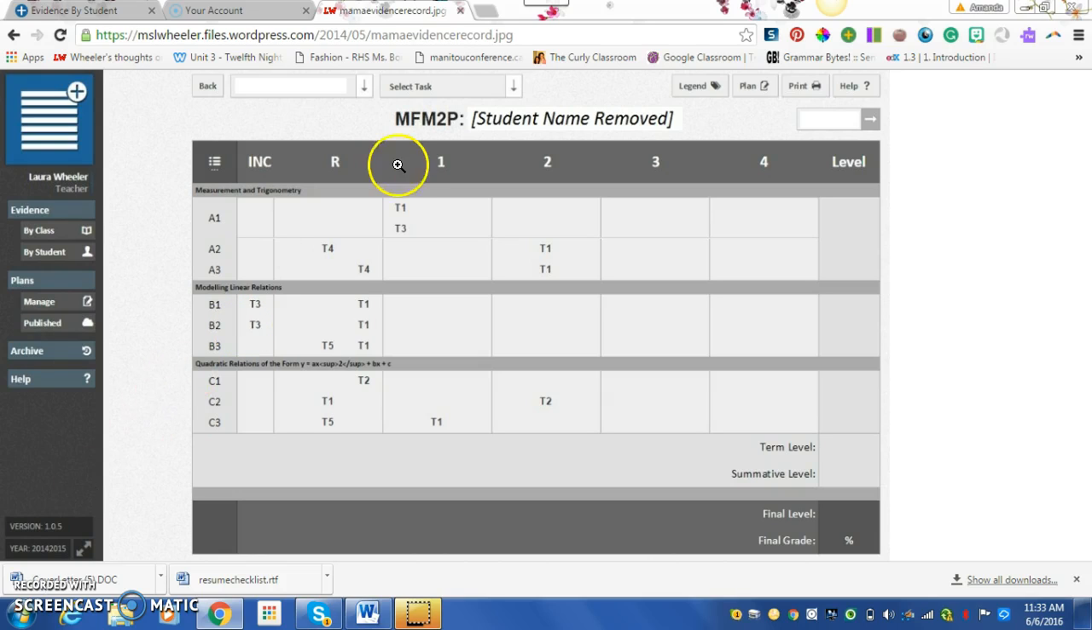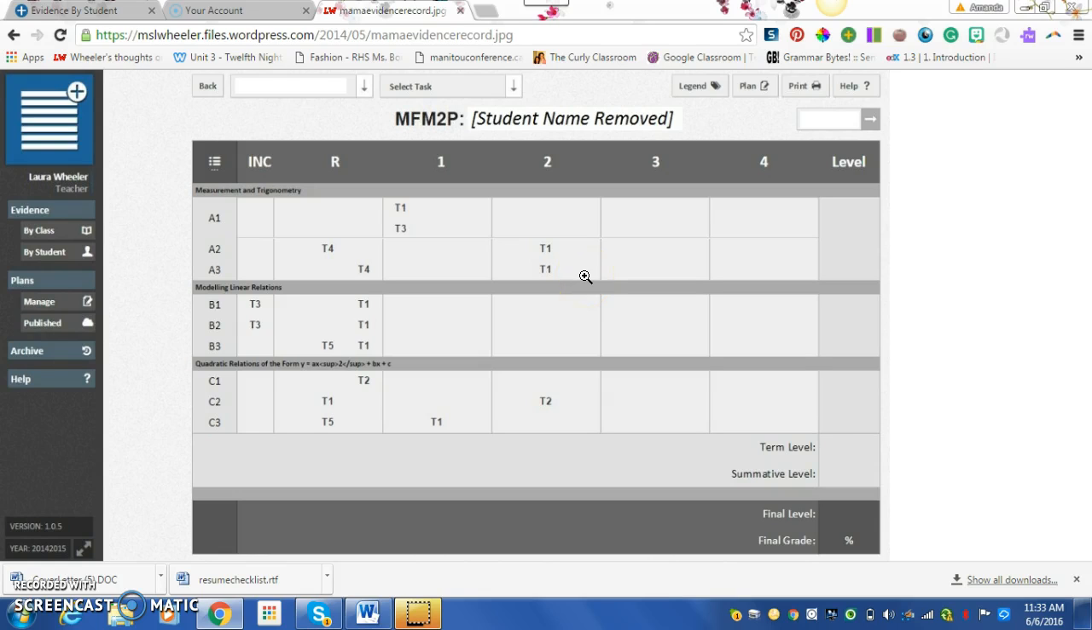So here's an example of an evidence record. It's obviously not yours, and this person isn't doing so hot. Ideally, you want marks in level 3 and level 4. That means you're meeting or exceeding expectations. And you can see that all the little dots are what we have done in the course so far.